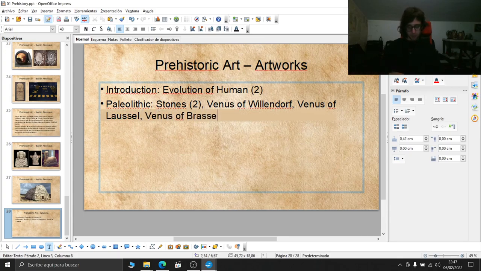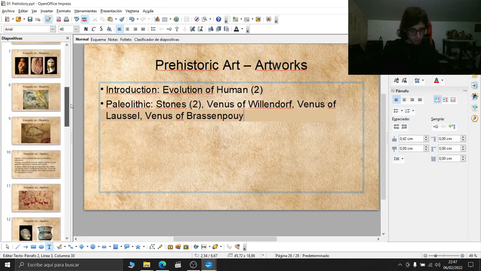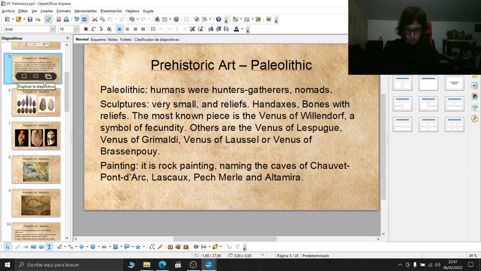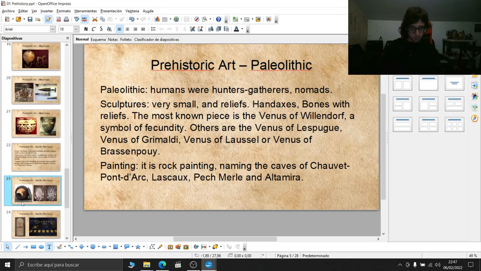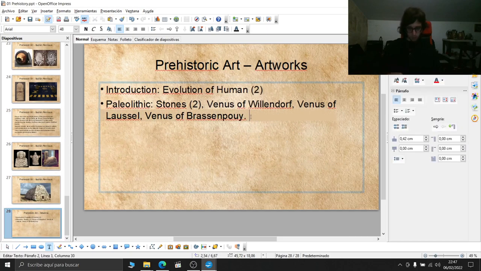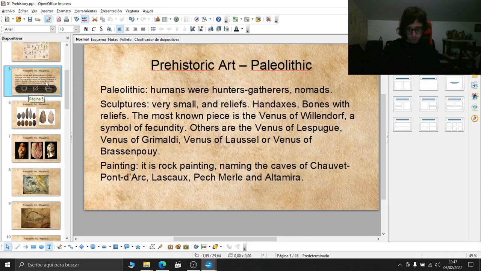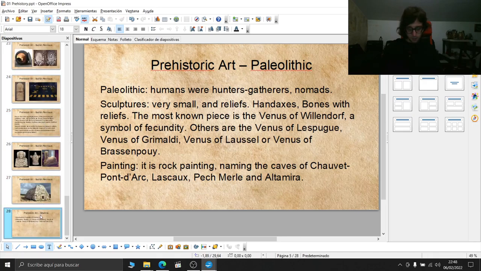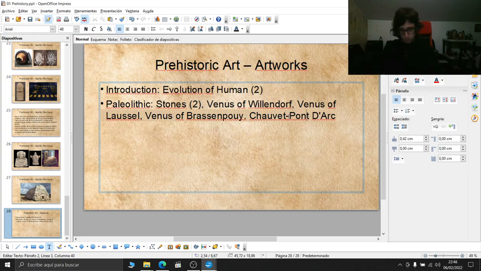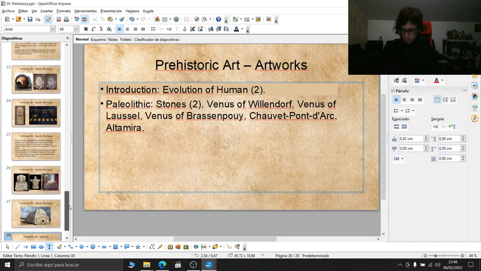Venus of Rasenpoy. Oh, going to check Brassempouy. Oh, yeah, okay. And then the paintings here are the Chauvet, Font-de-Gaume, Lascaux. Yes. Just a little correction. And Altamira. This is the Paleolithic.